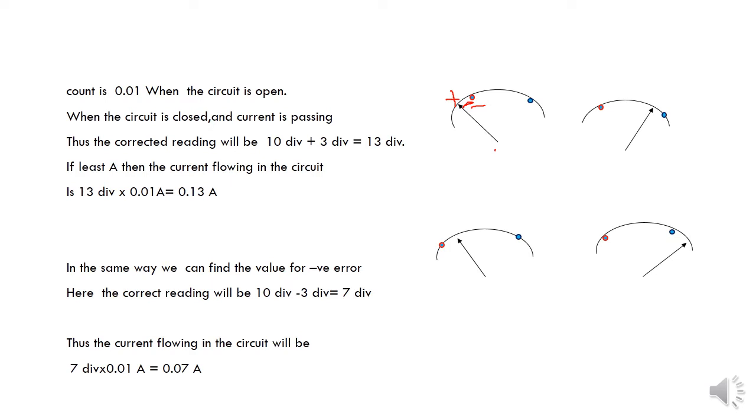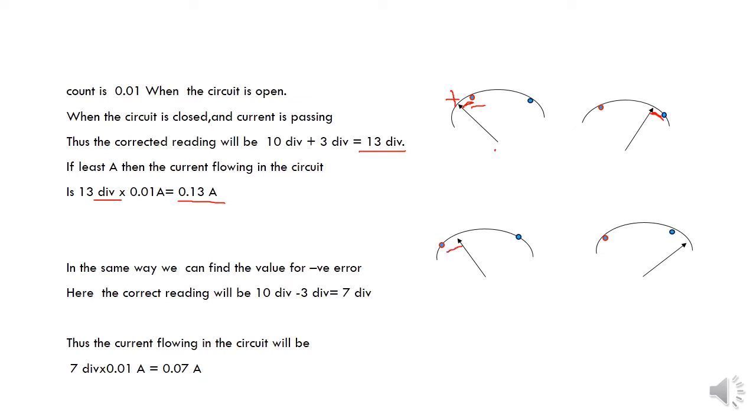So what happens? We have to add this much, 3 divisions here, because the pointer is on the left side, so it is minus 3, and minus minus 3 is plus, so this much division we have to add, and this becomes 13 divisions, or the correct value will be 13 divisions into the least count, that is 1.3 ampere. This is positive error. When we add, this is positive error. Similarly, it is the negative error when the pointer is on the right side of the 0.